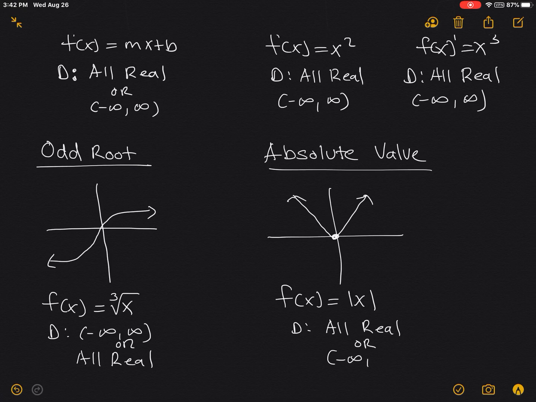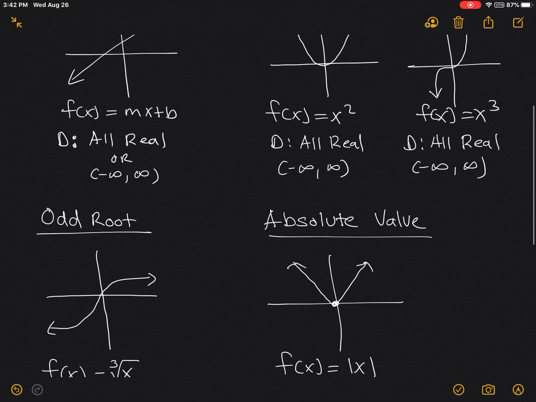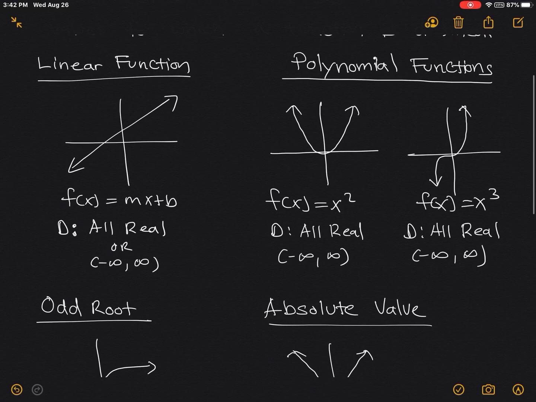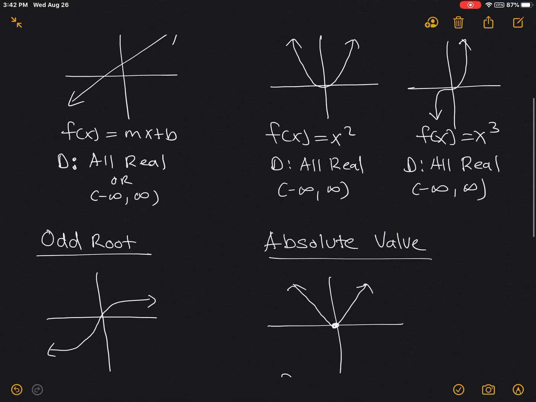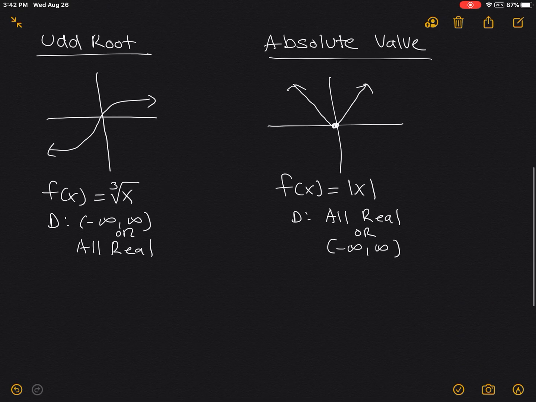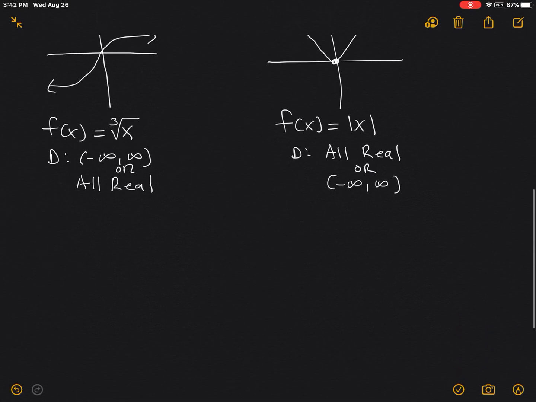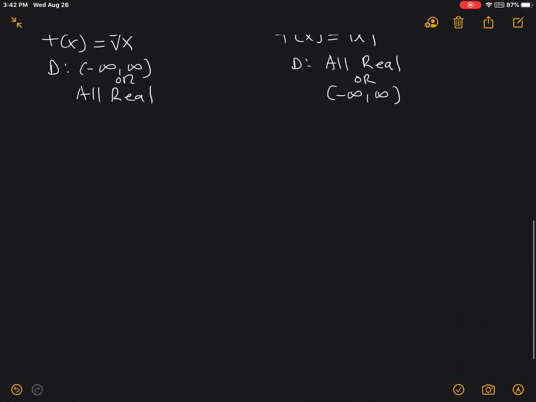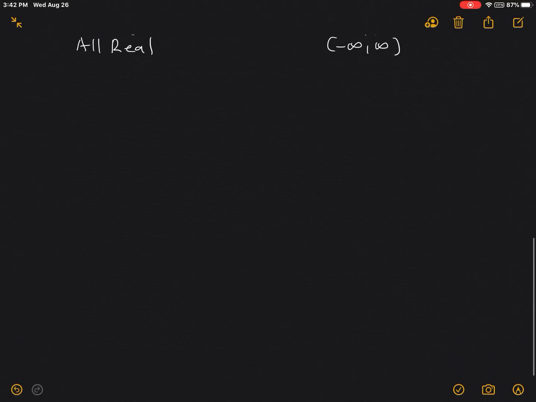Or minus infinity to infinity. Okay, at this point, you're like, what's the point of this exercise? Everything's going to be all real, right? We got odd root, we got absolute value, we've got linear functions, we got polynomials, right? Those ones are nice because you don't have to worry about restricting the domain or finding something that's not allowed. Now, the last two are the only ones that you're going to have to do a little bit of work, okay? And I saved those last two for the end.